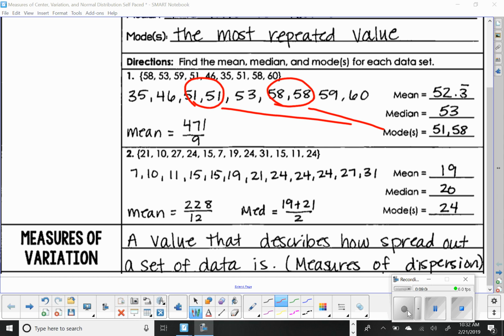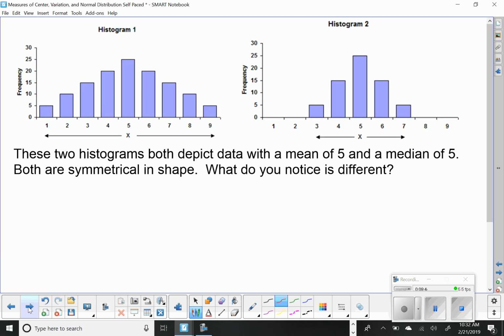Measures of variation. Well, this is a value that describes how spread out a set of data is, the measures of dispersion. This is important. If I tell you that the class average was a 50 on a test, well, did half the students get 0 and half the students get 100? Did half the students get a 40 and half of them get a 60? How spread out was the data? The measure of variation is very, very important. So, copy down this definition.